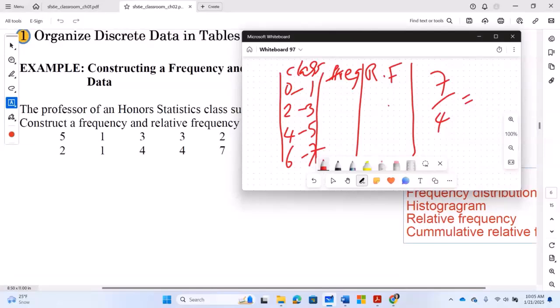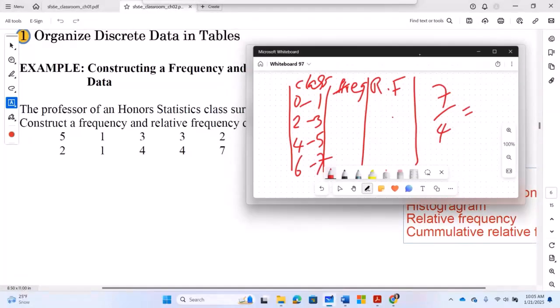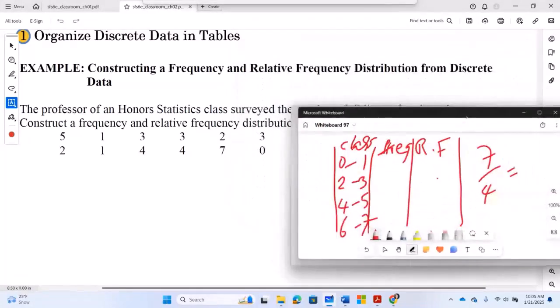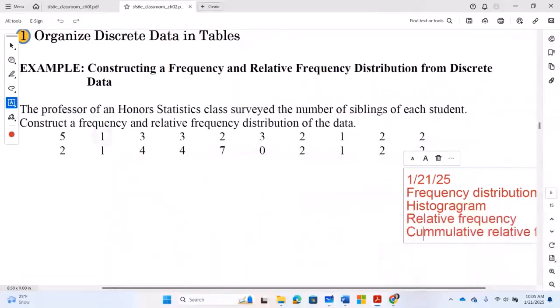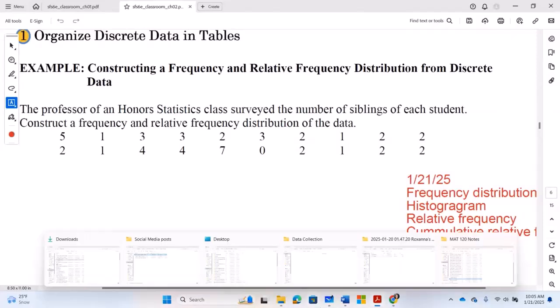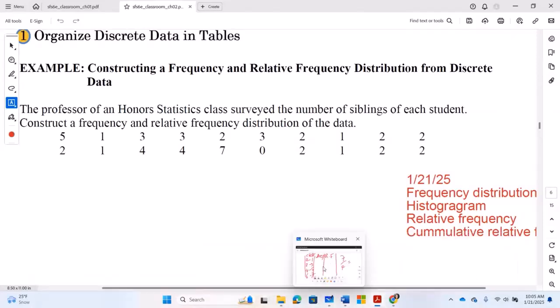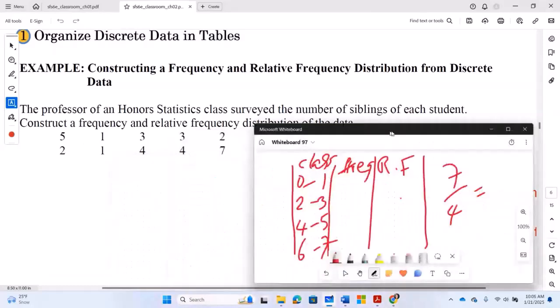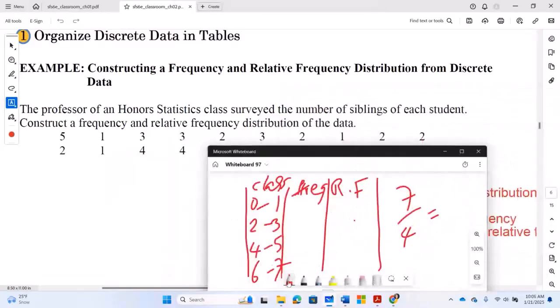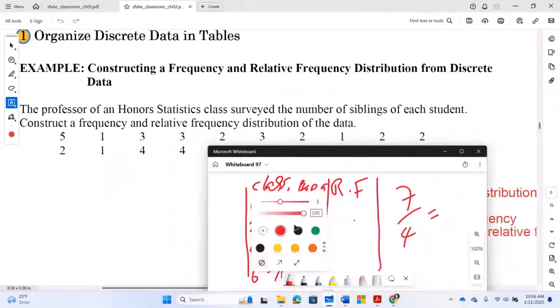Okay, so now I want to find the frequency. From 0 to 1, how many numbers range from 0 to 1? Remember when you were in middle school, you knew how to tally. So I'm going to tally. How many numbers range from 0 to 1? So I can count them. So let me count.